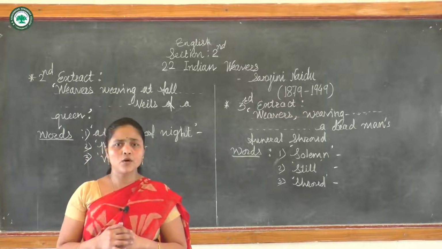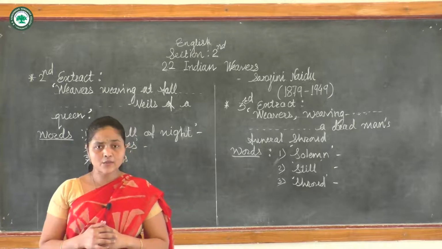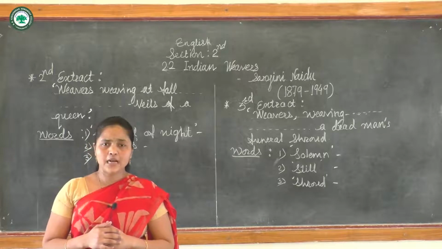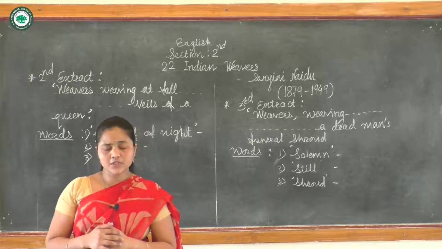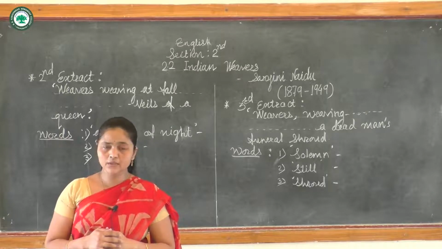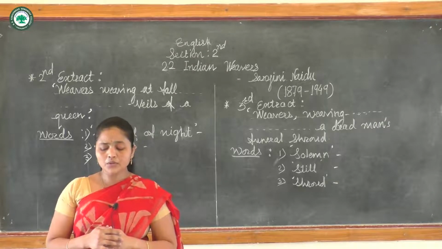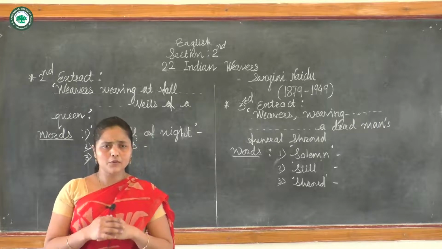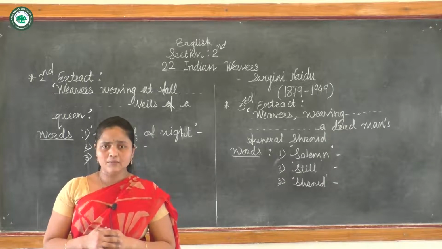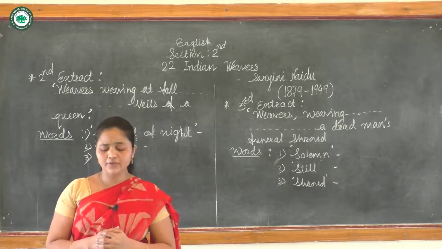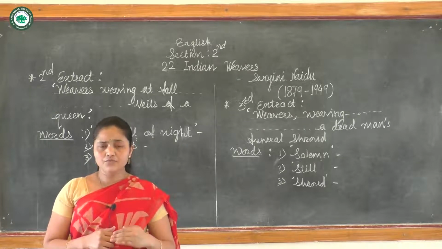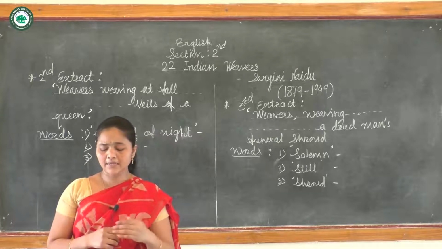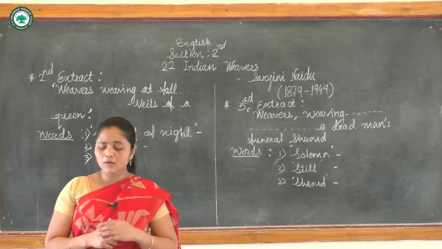continuously. They were working on their garment, and at that time also, the first line of this extract is the question by Sarojini Naidu to the Indian weavers: what do you weave in moonlight chill? Whatever you are making here, what are you making? At that time the weavers answered that the garment they make is white as a feather.